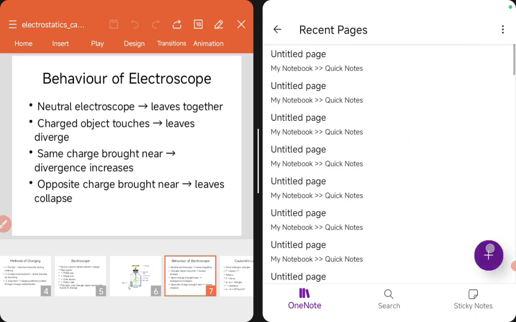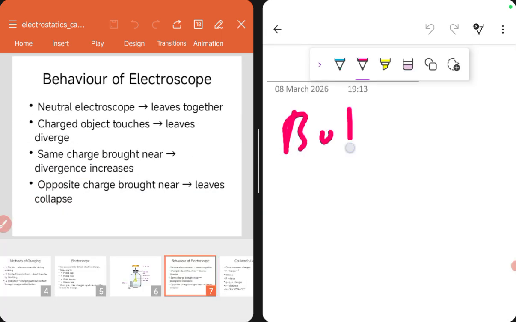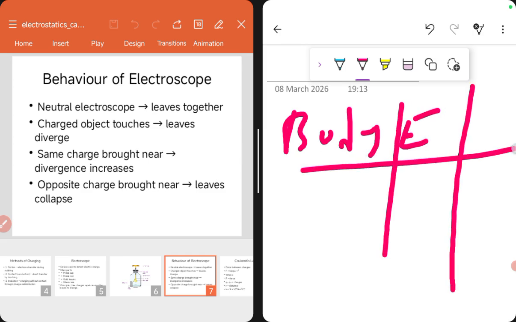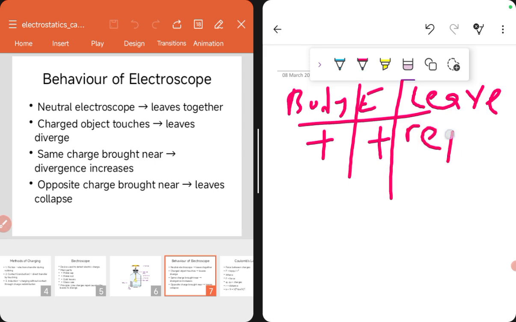So let me come again and draw a table for it. If you have a body, and this is your electroscope, let me call the electroscope E. Let's now see the effect on the leaves. If the body is positive and the electroscope is positive, what happens? We're not going to have an attraction. It's going to be a repulsion. The leaves will go far apart, so they will not come together. So that shows a divergence.